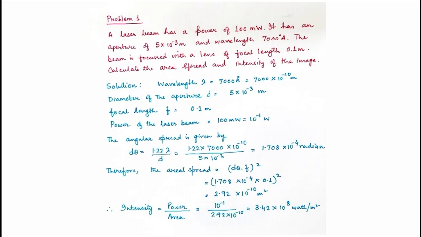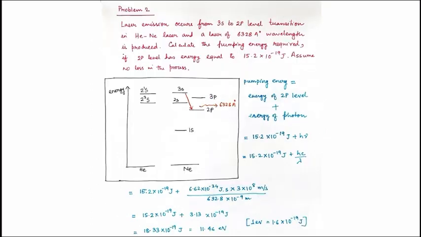So let us move on to the next problem. The second problem which is given here is, let me read it out. Laser emission occurs from 3s to 2p level transition in helium neon laser, and a laser of 6328 angstrom wavelength is produced. We are required to calculate the pumping energy required if the 2p level has energy equal to 15.2 into 10 to the power minus 19 joule. Assume no loss in the process.